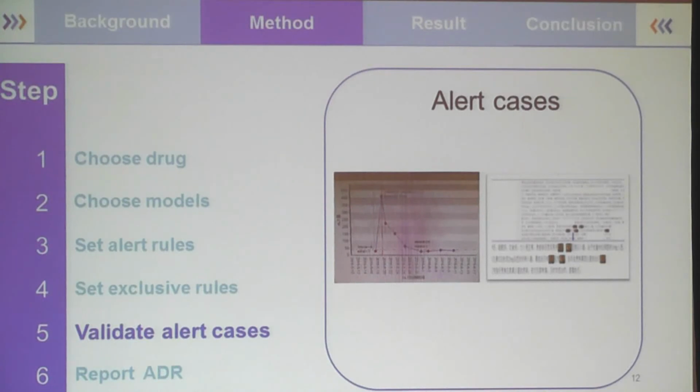Step 5, validate alert cases. There are 2 alert cases in the picture. This is the liver function. This is adverse skin reactions. The alert cases are validated independently by 2 clinical pharmacists.